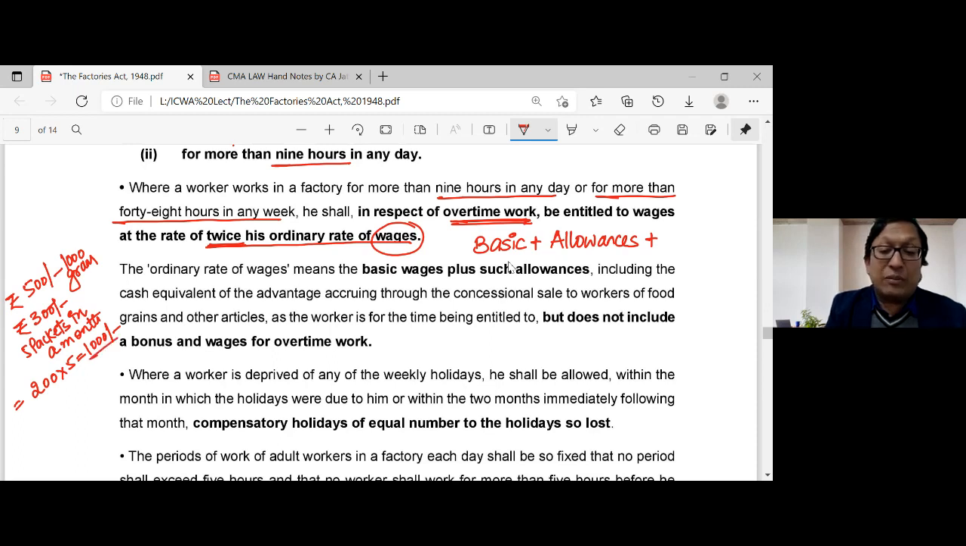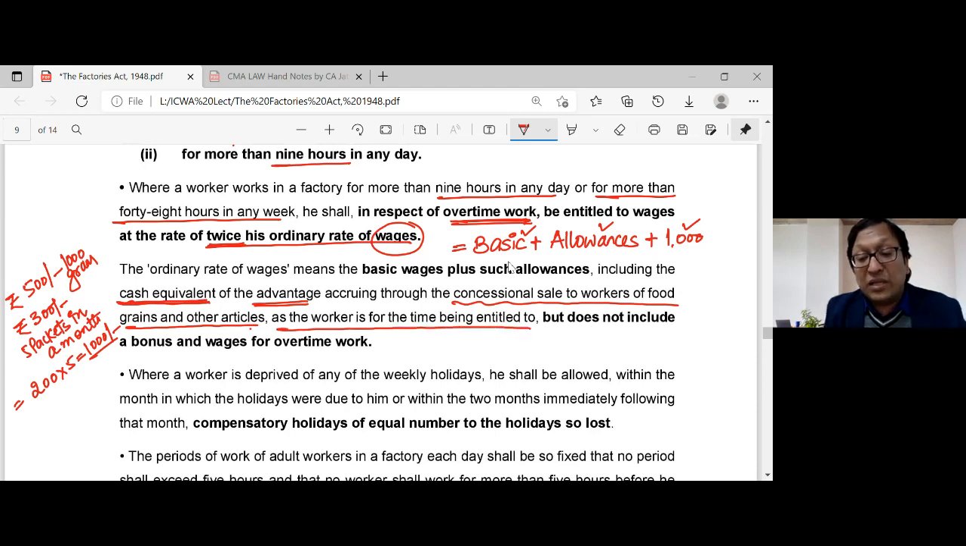So this 1000 rupees will be taken within the meaning of wages. Like basic salary, you need to take some allowances, and then any benefit, including the cash equivalent of the advantage. We have converted this advantage into cash equivalent, accruing through the concessional sale to workers of food grains and other articles as the worker is for the time being entitled to. इसको हमने लेना है. But what will not be the components of this wages?